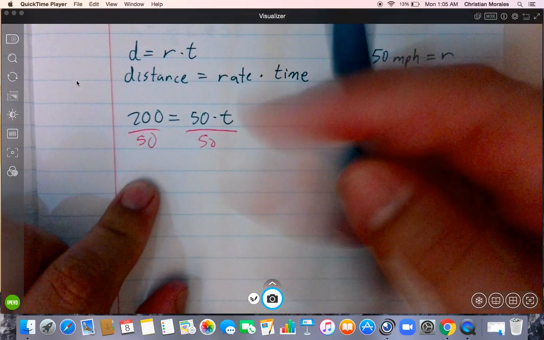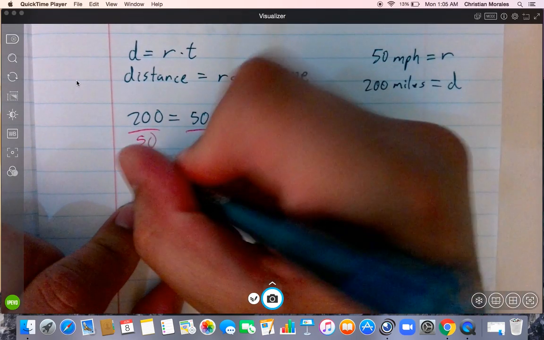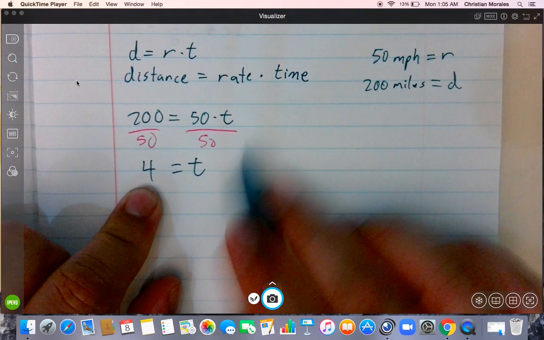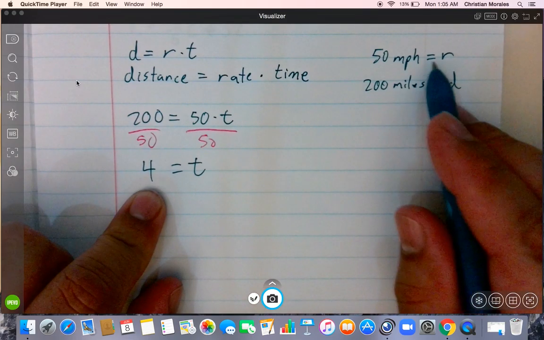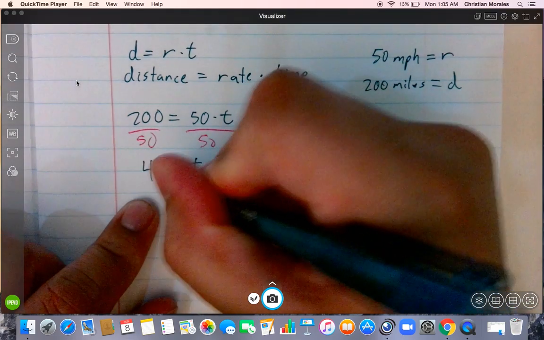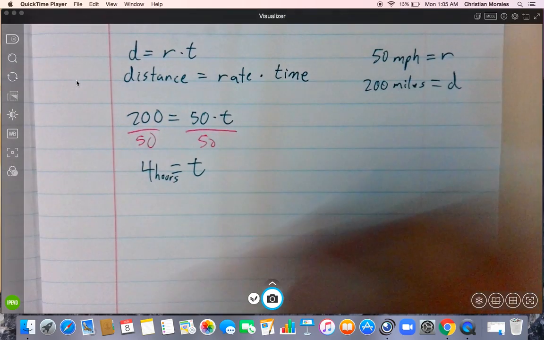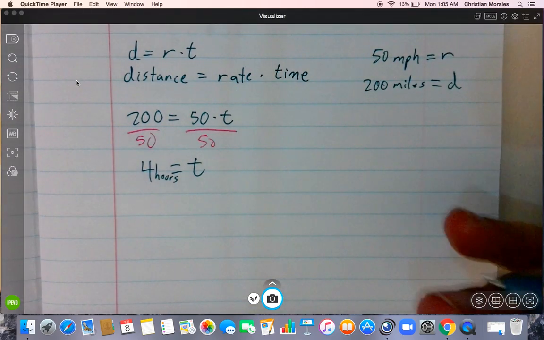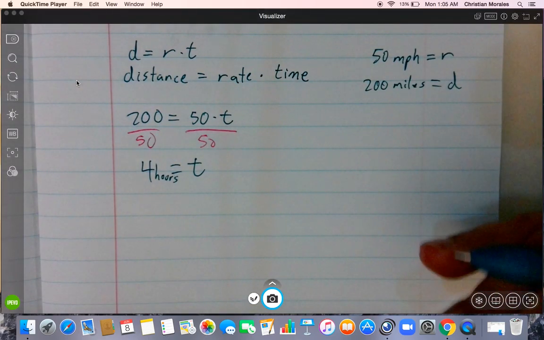And then you would get t equals 4. And t represents time. And in this case, miles per hour, this is 4 hours. So when it comes to word problems, you also want to know what you're measuring, what you're talking about when you're using these problems. All right?